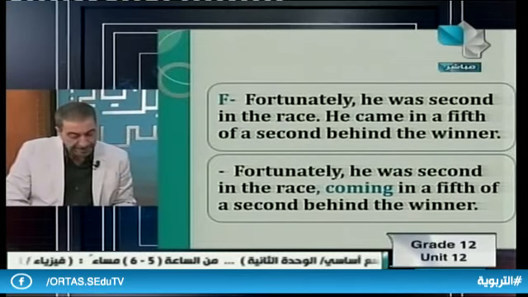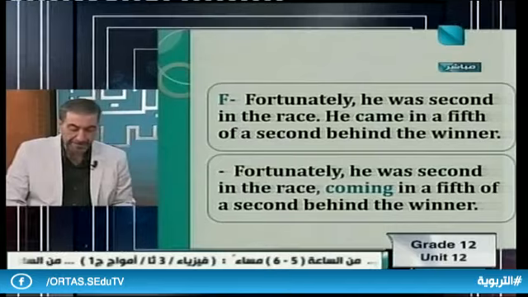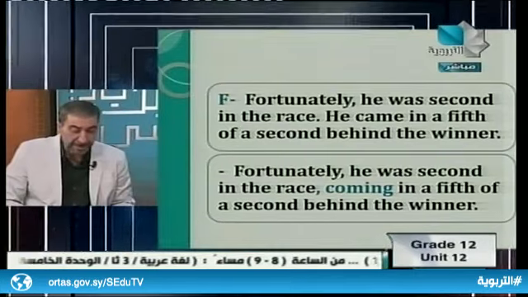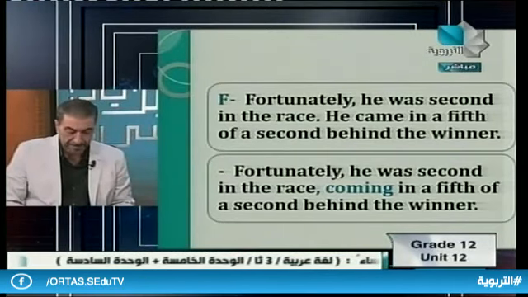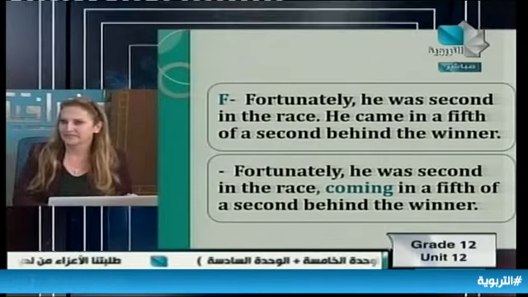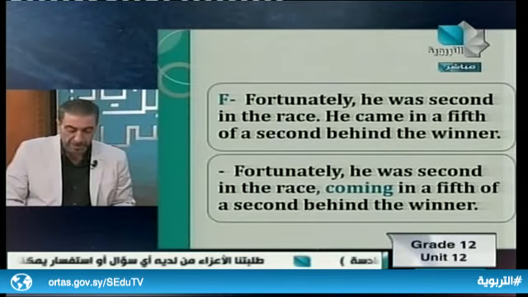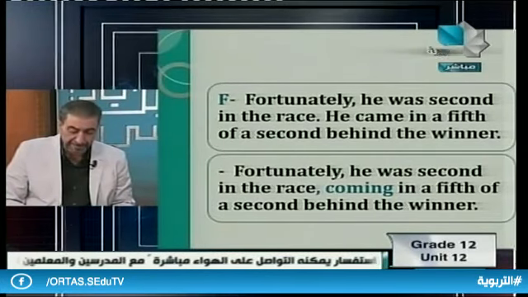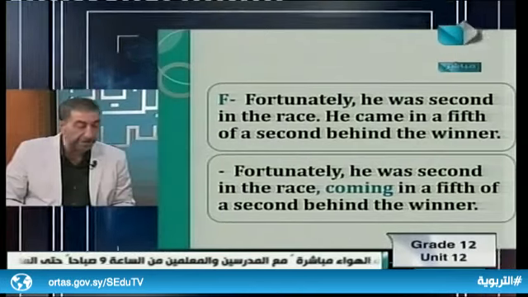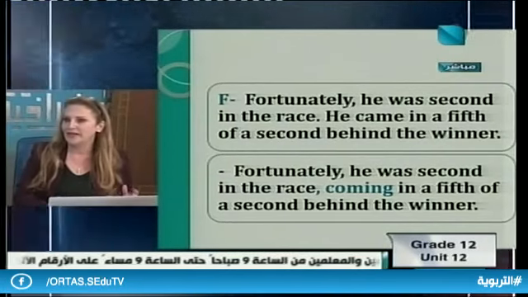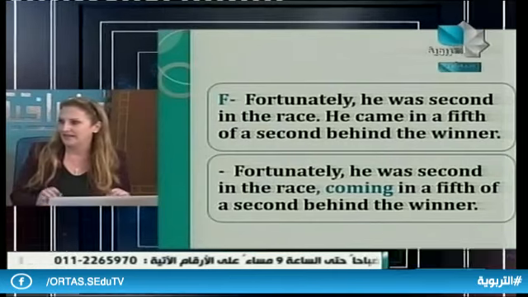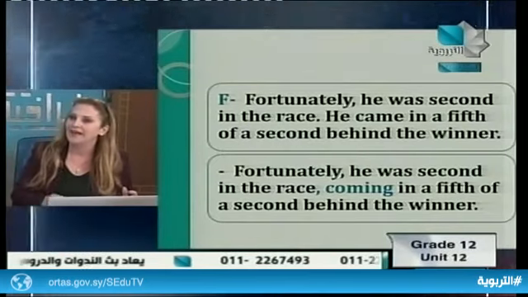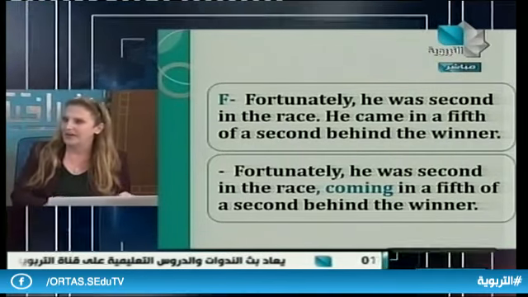Then we deleted the "he". "Came" gets back to its base form. Then we added an "ing" after deleting the e. That's right. The sentence has become: Fortunately, he was second in the race, coming in a fifth of a second behind the winner. So when a verb has the letter e at the end, like come, when we add the ing, we delete the e. We have to delete it.